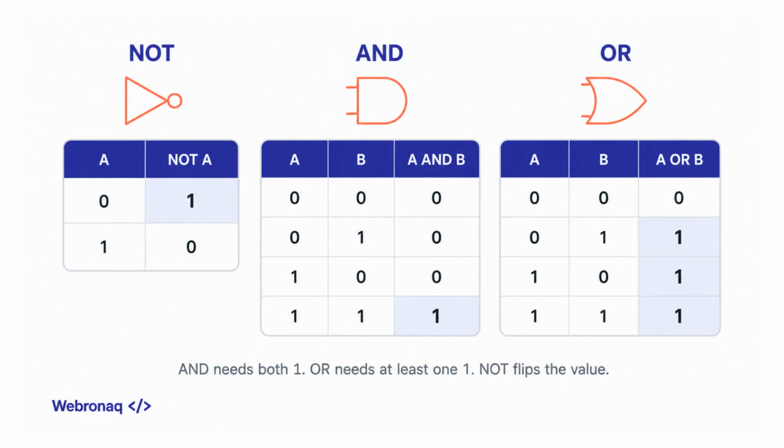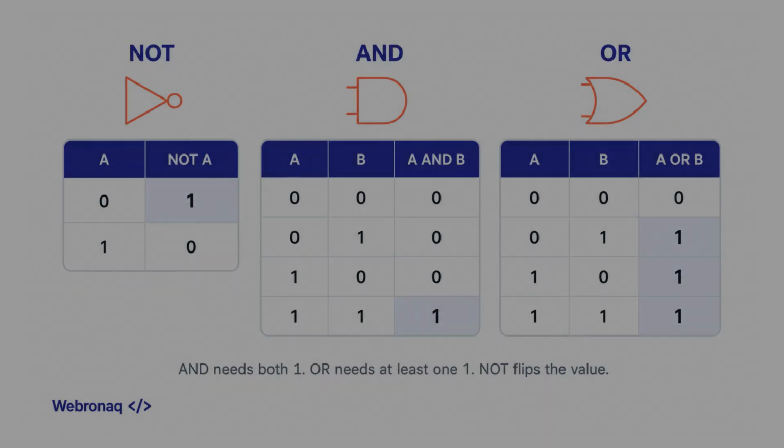OR also takes 2 inputs, but returns 1 when at least one input is 1. Only when both inputs are 0 does OR return 0. So AND is strict, OR is generous, and not just inverts. These 3 operators are the building blocks for every logical expression you will ever encounter. Once you have their tables memorized, you can evaluate anything. Next, we will combine these operators into a single expression and trace through a multi-column truth table, step by step.